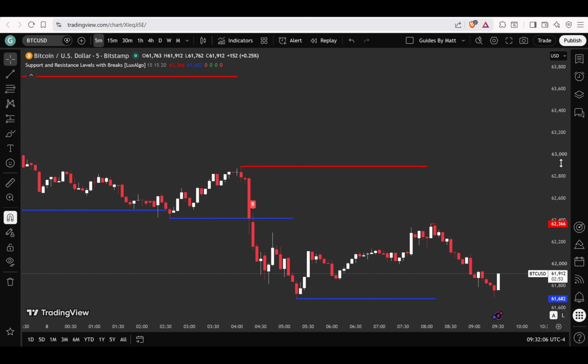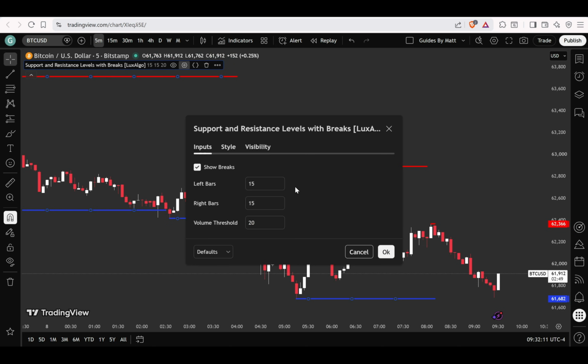Finally, let's look at the settings. By double-clicking the indicator, you can adjust the left bars and right bars. Increasing these numbers will plot fewer, more significant macro levels, while decreasing them will show shorter-term micro levels. You can also adjust the volume threshold to filter out weaker breakouts.